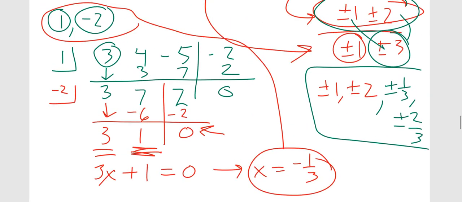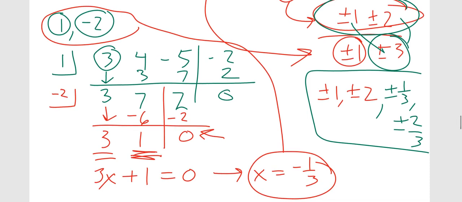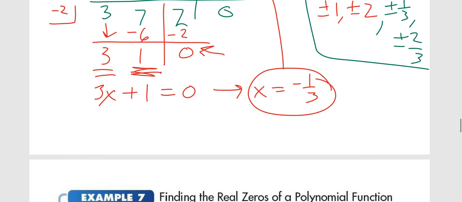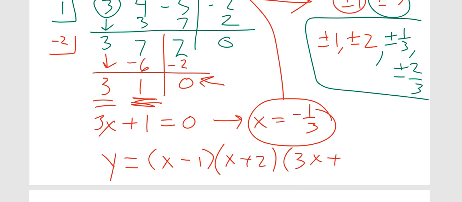Yep. Why aren't the 1 and the -2 mutually exclusive? Why do they transition into each other? Well, what we're dealing with is the original polynomial is based on this. That's the original polynomial in factored form.